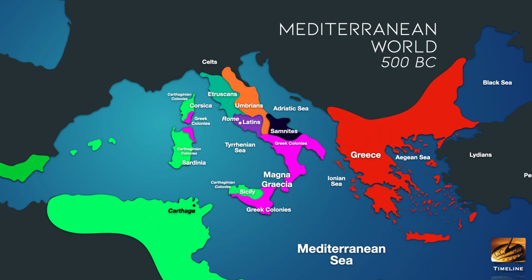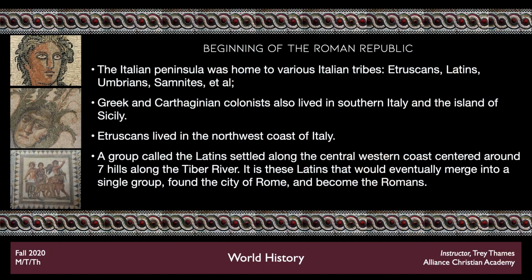All of these and others, there were many other tribes, but these were the major tribal groups that made up the Italian peninsula. So you can see the Italian peninsula is home to various tribes. Greek and Carthaginian colonists also lived in Italy and Sicily. The Etruscans lived in the northwest part of the coast of Italy. And again, a group called the Latins are going to settle along the central west, centered around 7 hills of the Tiber River. It is these Latins that will eventually merge into a single group and found the city of Rome and give us the Romans.